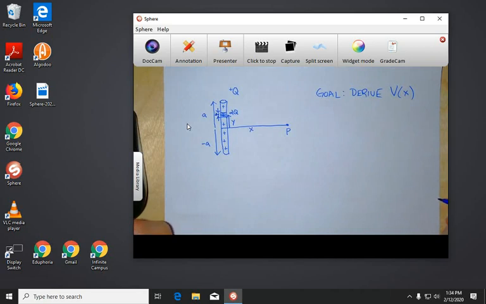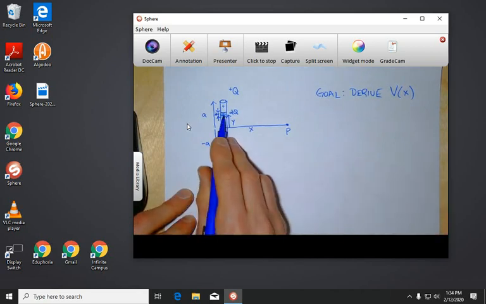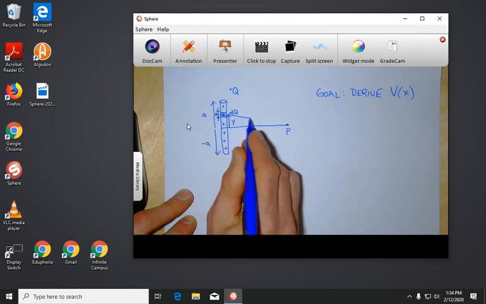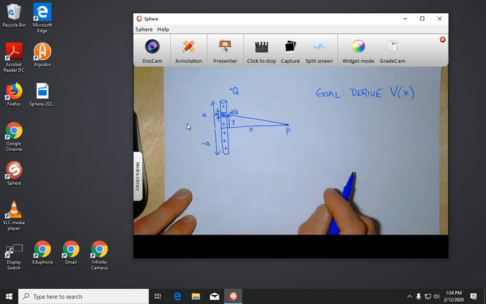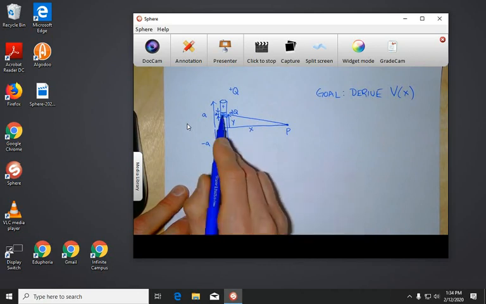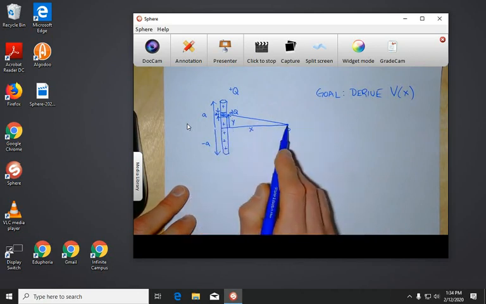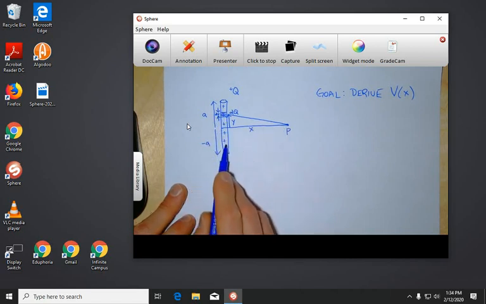And so we're going to look at the contribution of that piece to the potential at point P. So this piece is going to add a little bit of electric potential at point P. And of course we're going to have to add up all of the contributions of the different pieces, and that's where the integral comes in.